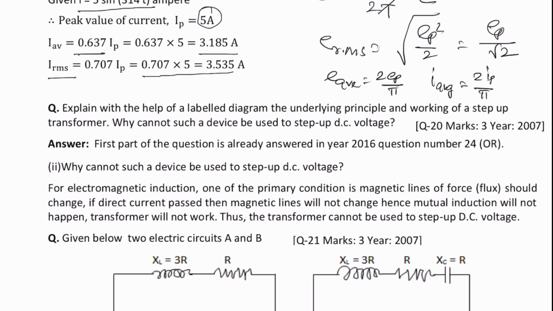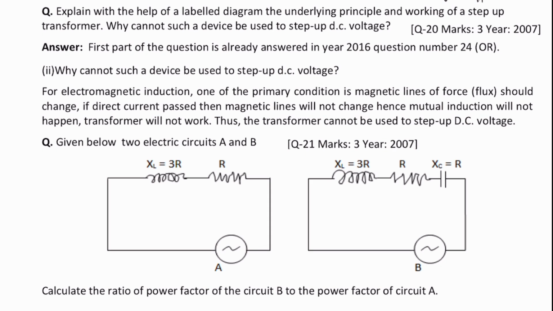Okay, now this question. Explain with the help of a labelled diagram the underlying principle and working of a step-up transformer. That we have already explained. Step-up means the voltage of the secondary is more than the primary, so the number of turns in the secondary should be more than the primary, correct. Why can we not use DC? Because in DC the voltage is not changing, so the flux will not change, and electromagnetic induction will not happen.